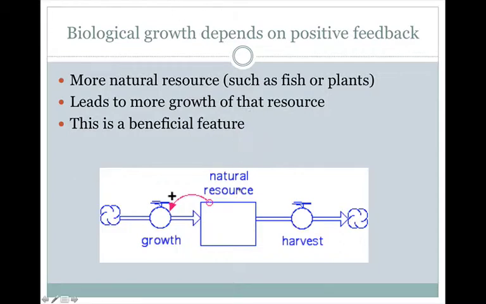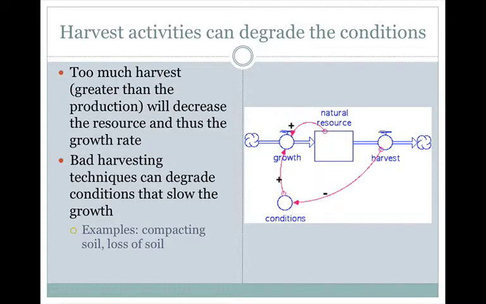And this is what we call a positive feedback cycle. So when we have a high amount of natural resource that's very healthy, it actually has a positive feedback on the growth, and you get more natural resource produced. Now, if we harvest too much, that obviously decreases the natural resource, and thus it'll decrease the growth rate of that natural resource.